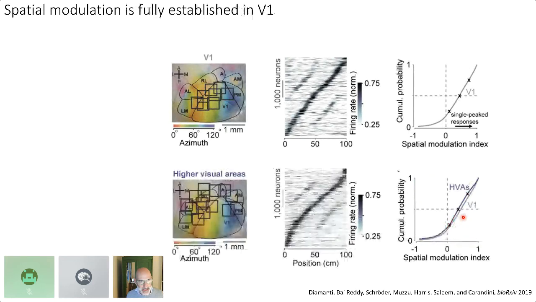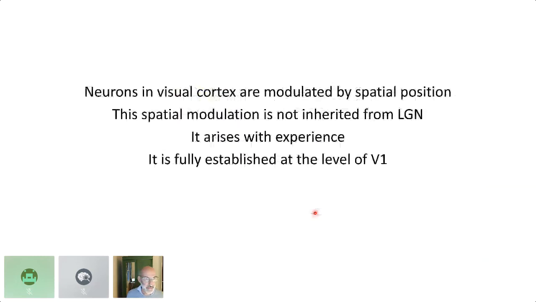Now, we can ask, does this spatial modulation get stronger as you leave V1? And for example, as you go into parietal cortex, where we've long known that there were spatial signals? The answer is no. We find pretty much the same amount of spatial modulation, if anything, a tad less, but this is in the noise. So it's as strong in V1 as it's going to be in cortex. And so the summary up to here is that neurons in visual cortex are modulated by spatial position. This spatial modulation is not inherited from the visual thalamus, so it's established in cortex. It arises with experience, and it is fully established already at the level of primary visual cortex.